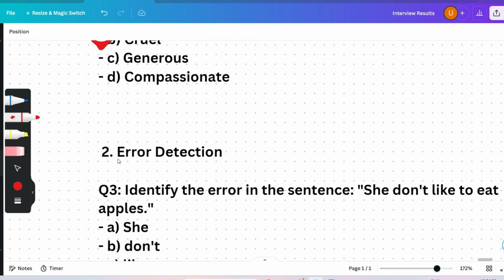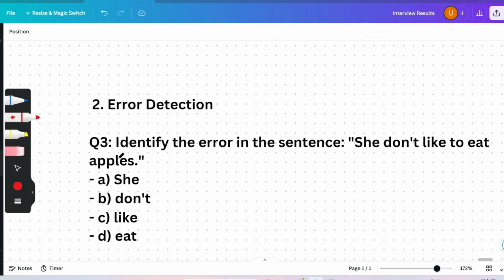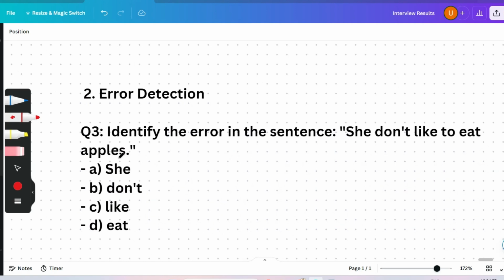So the next question is from error detection. In error detection, you will have a sentence, and in this sentence there may be some mistakes and may not be some mistakes. So you have to choose. Actually, in this question I forgot to give the option no error. So you will have some words or some phrases, and at the end you will have another option called no error. You have to choose among these. So in this sentence, what is the wrong phrase or wrong word? Please give me the answer in the comment section before I give.